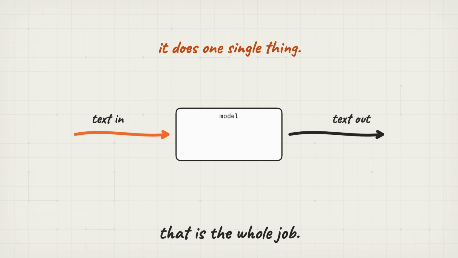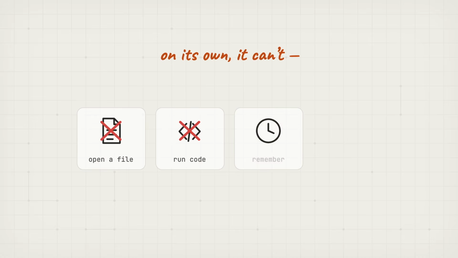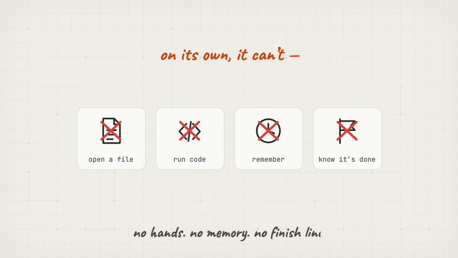Now just think about what this actually means. This model sitting by itself cannot open a file on your computer. It cannot run any code. It cannot even remember what it was doing 5 minutes ago. And it has no way of knowing whether a job is finished or not.